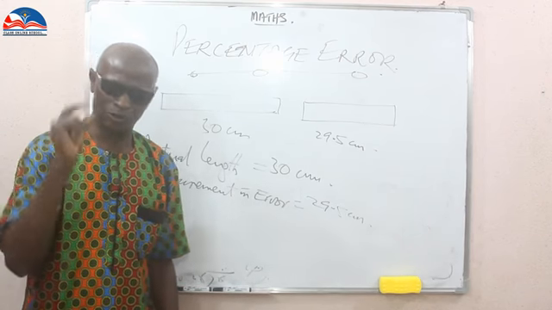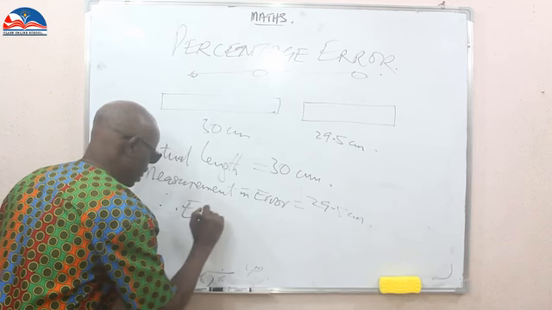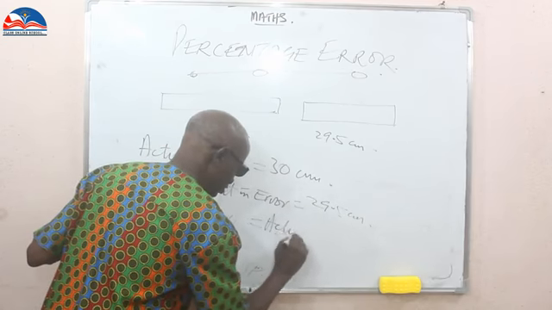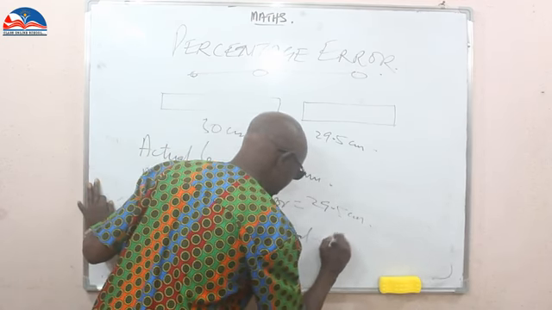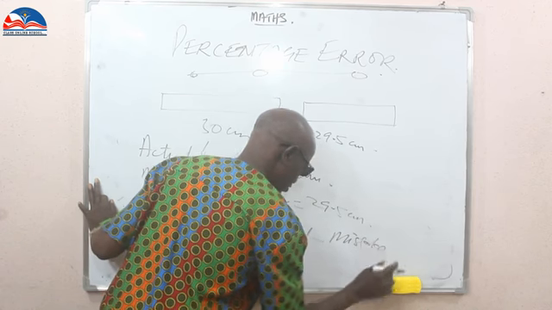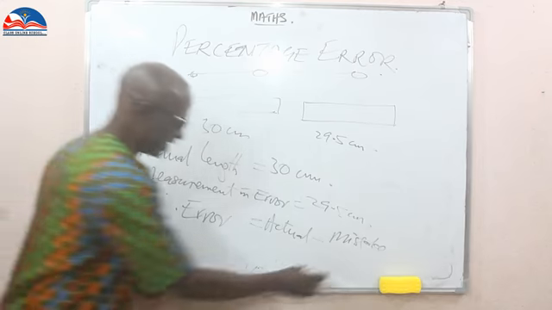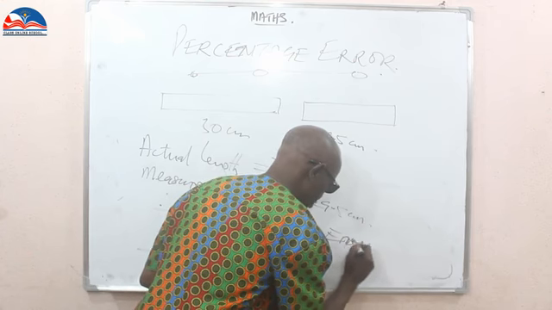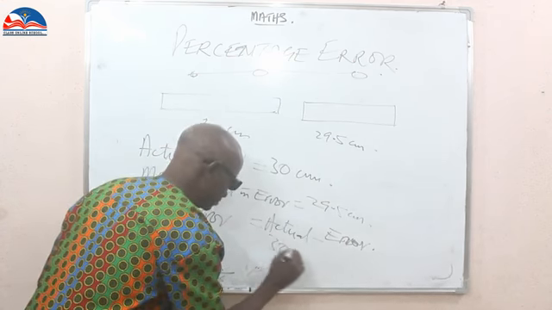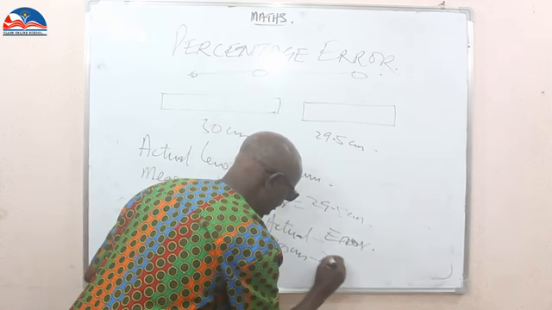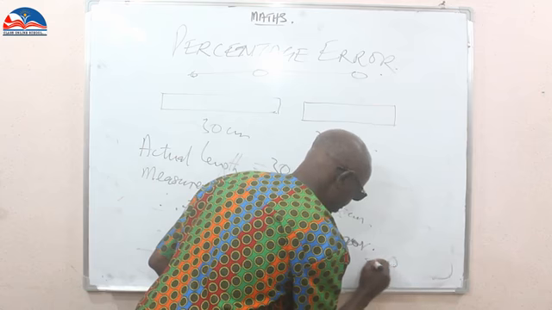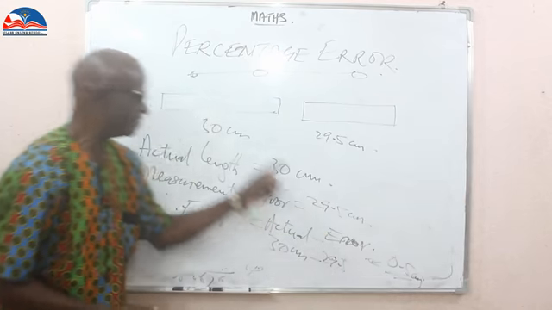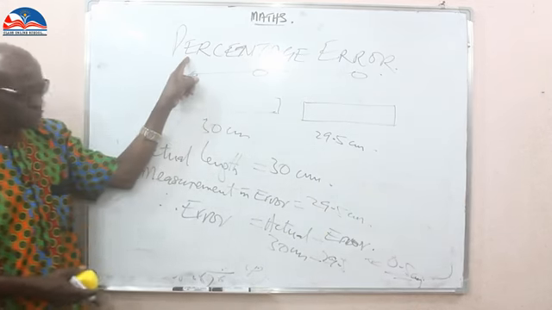You now say, therefore, what is the error first? Therefore, error equals the actual, what it ought to be, minus the one you got in error, or the mistake made. For this particular case, it's 30 cm minus 29.5 cm. The difference is 0.5 cm. We now know the error, 0.5.